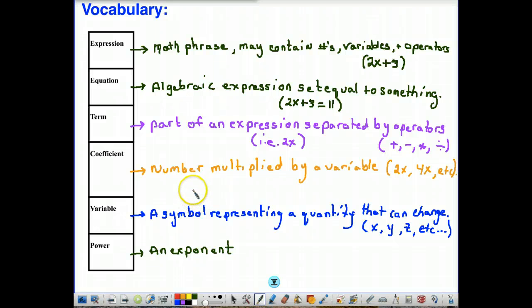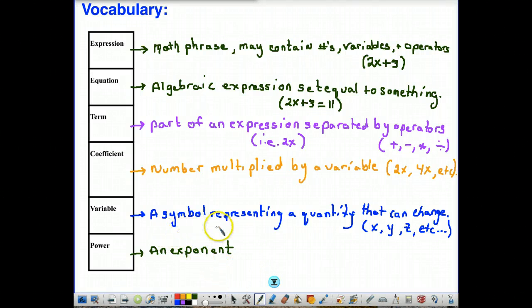The coefficient is the number that is always multiplied by a variable. So in this example, the 2 is a coefficient. The 4 is a coefficient. In the previous example, you can see there's the 2, that's your coefficient. That number is always multiplied by a variable. So we only call it a coefficient if it's sitting next to an unknown, like x or y or z.